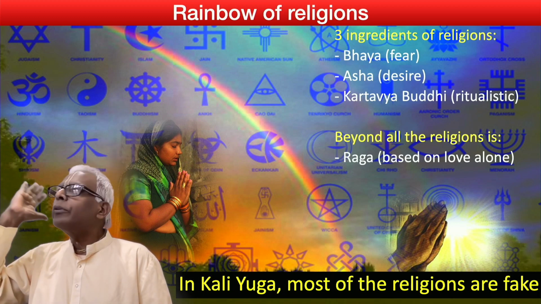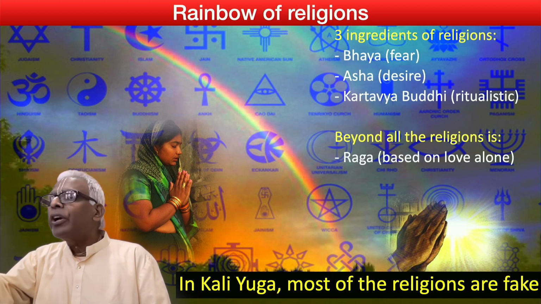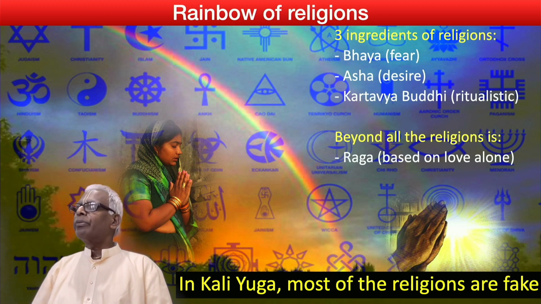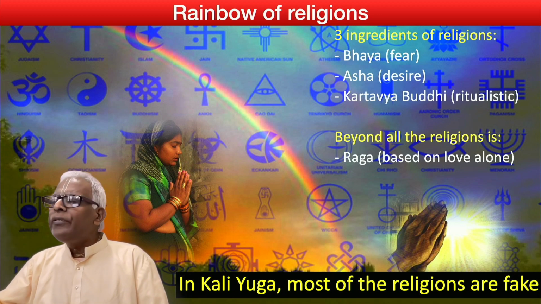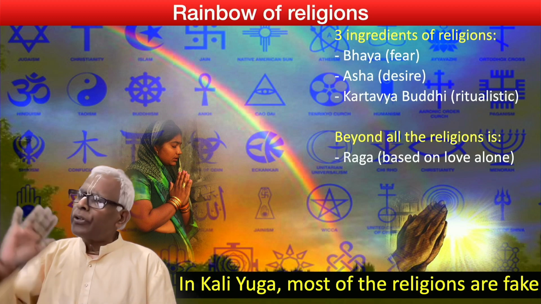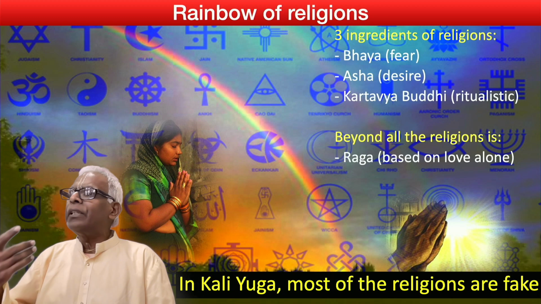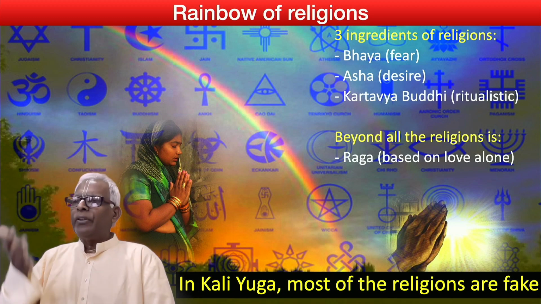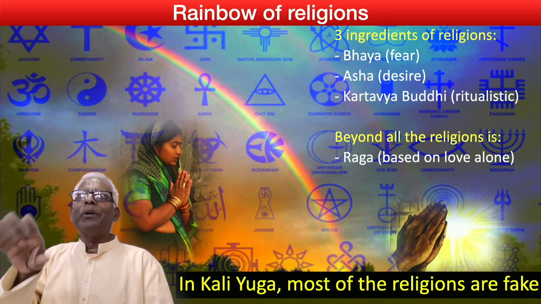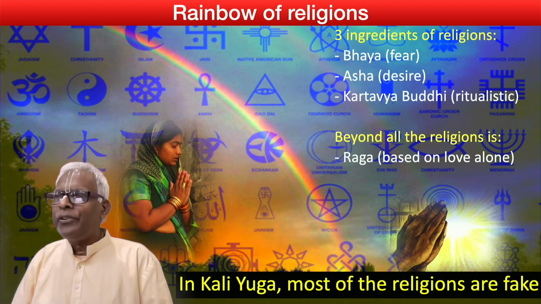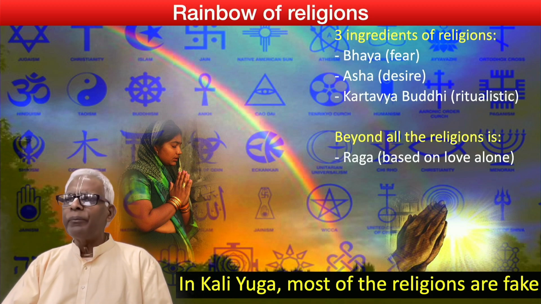There are 200 plus official religions. If you see that, they will have only those kind of ingredients. For example, the Abrahamic religions and other contemporary religions are based on Bhaya and Asha mainly. Ritualistic Vedic are the Vaidhi Bhaktis. You do so much of puja, worship and all. That's Kartavya Buddhi. So you mix all of them, you get different colors of religion. So most of the modern religions are a mixture of all these 3.